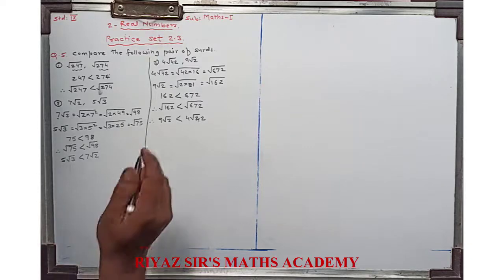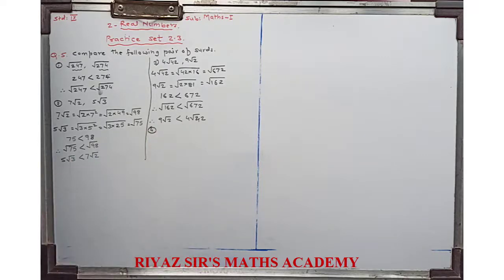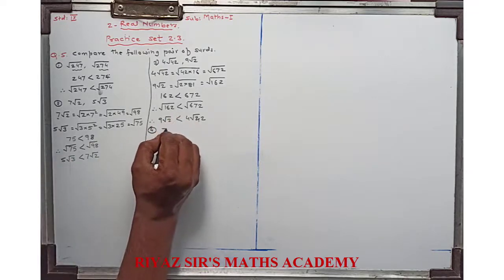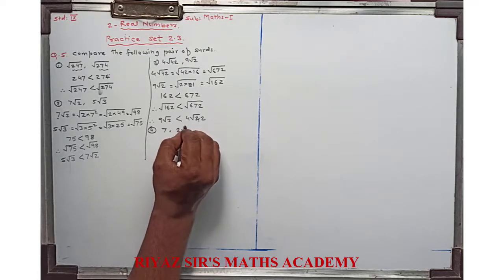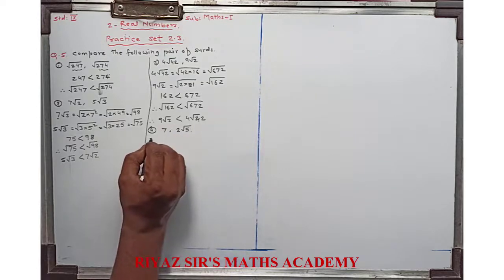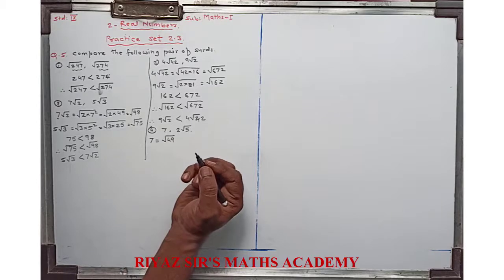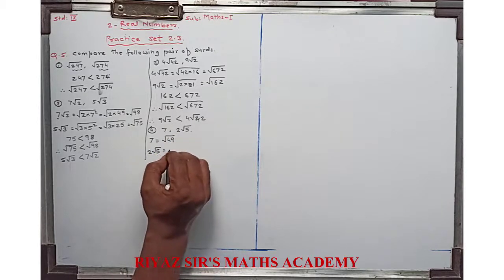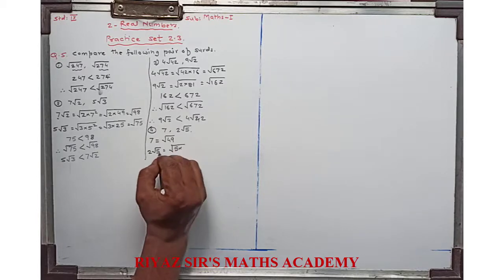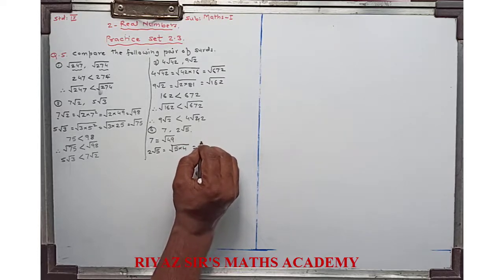Any doubt in this? Okay, now come to the next one, the fourth example. Now the fourth example is like this: 7 and 2 root 5. So this 7 we can write as square root of 49, right? And now 2 root 5 we can write as square root of 5 into, just take this 2 inside the root, so you will get 2 square, that is 4. So 5 into 4, 5 4s are 20.